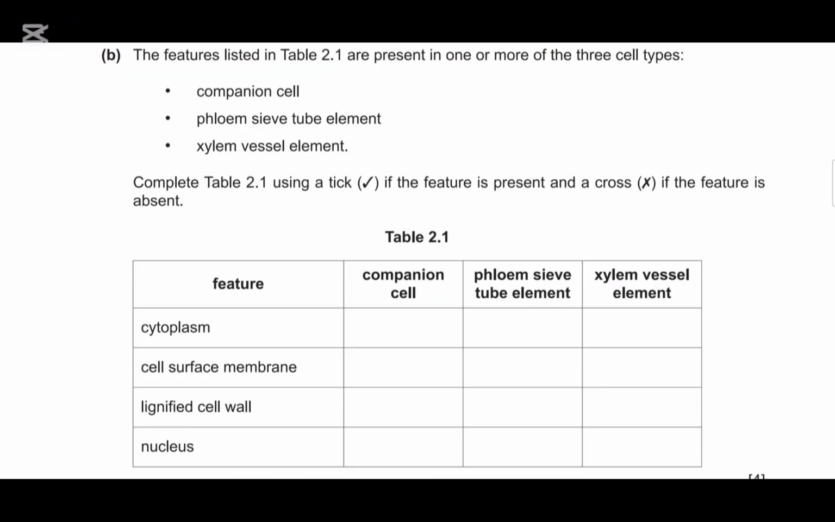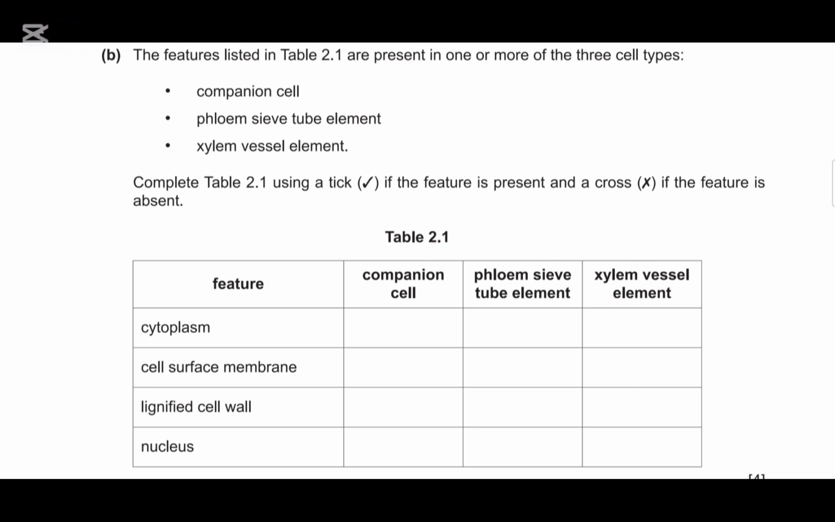For this one, this is a relatively simple question, which is asking us to recall the features that are present in our plant transport tissues, which include companion cell, phloem, and xylem.